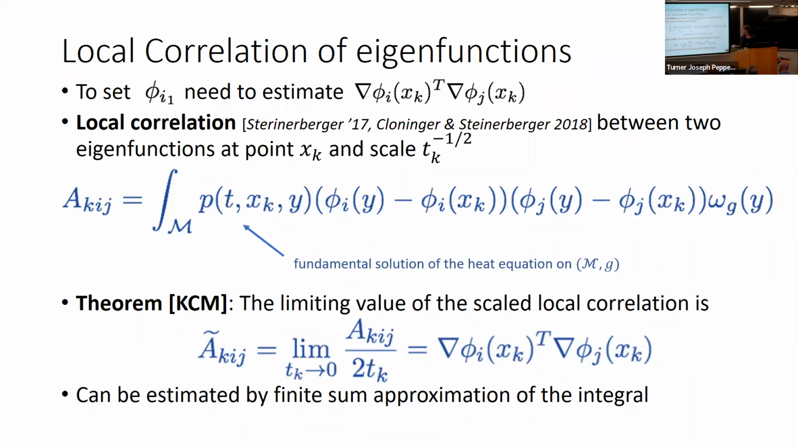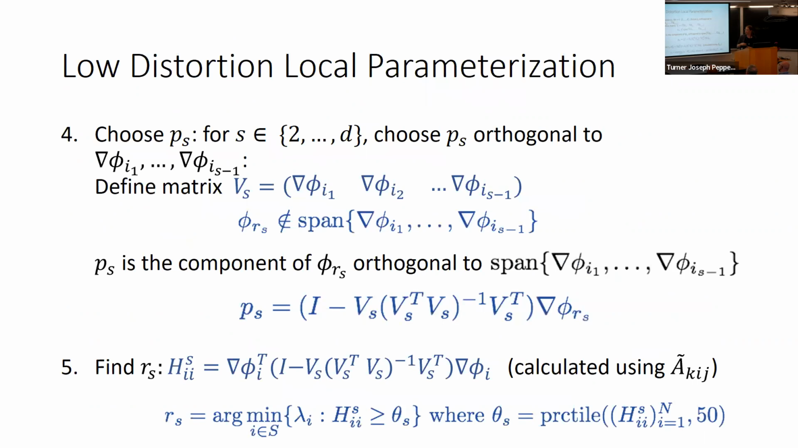And we can take this continuous value and get a discrete approximation using, for example, finite sum approximation. And we also compared to other alternatives of calculating discrete versions of these inner products, and this gave us the best result. Again, the details are in the paper. And then we can move on.